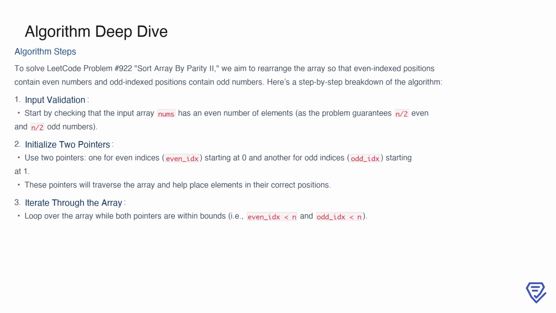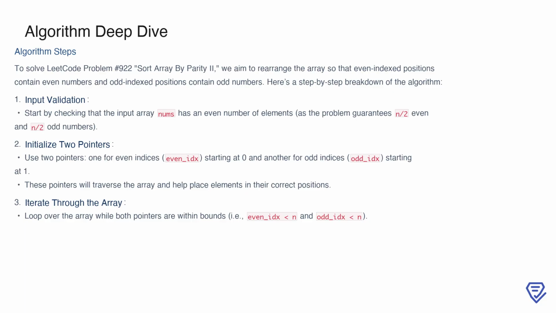Next, we initialize two pointers, one called even_idx, starting at index 0, which will track the even positions, and another called odd_idx, starting at index 1, which will track the odd positions. These two pointers will traverse the array, ensuring elements are placed in their correct positions. The algorithm proceeds by iterating through the array, ensuring that both pointers stay within bounds.